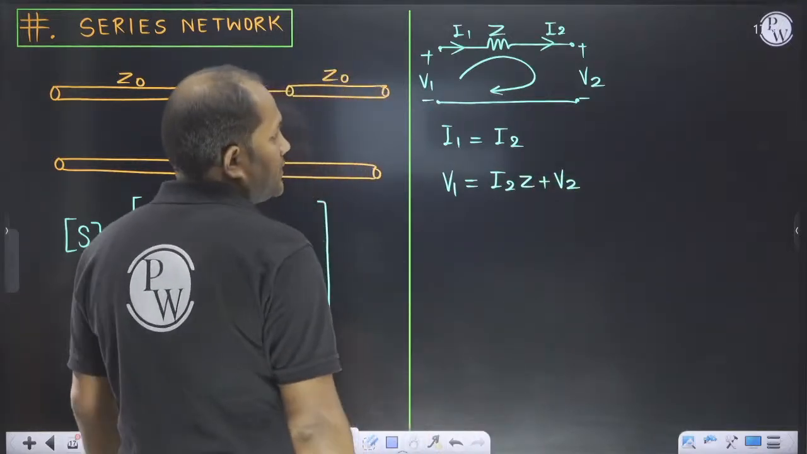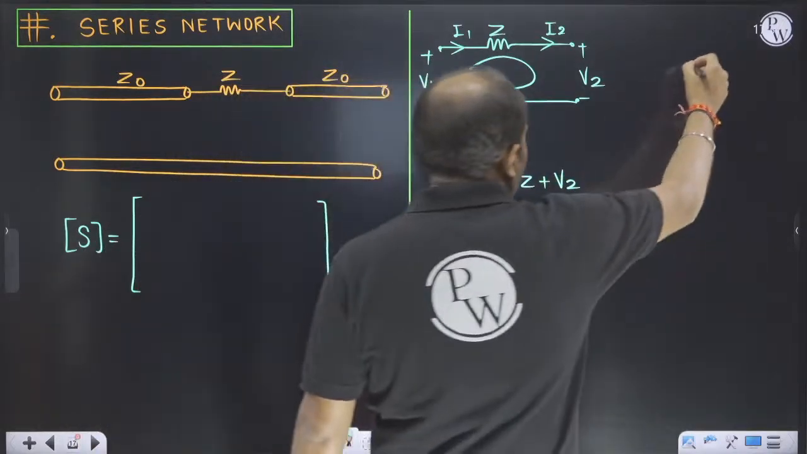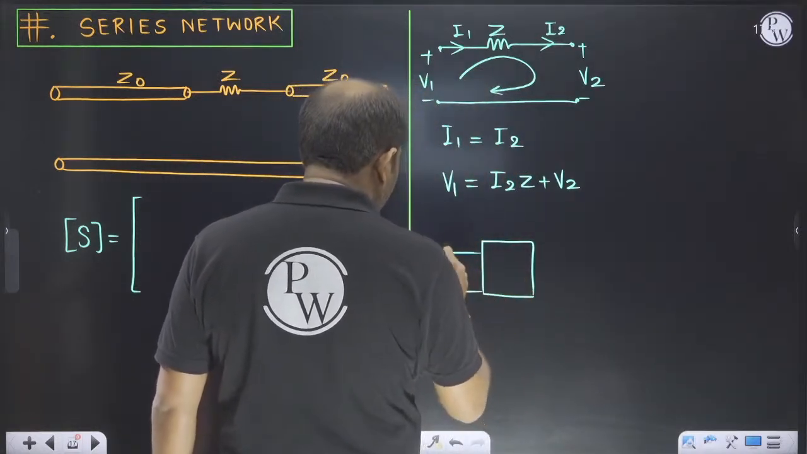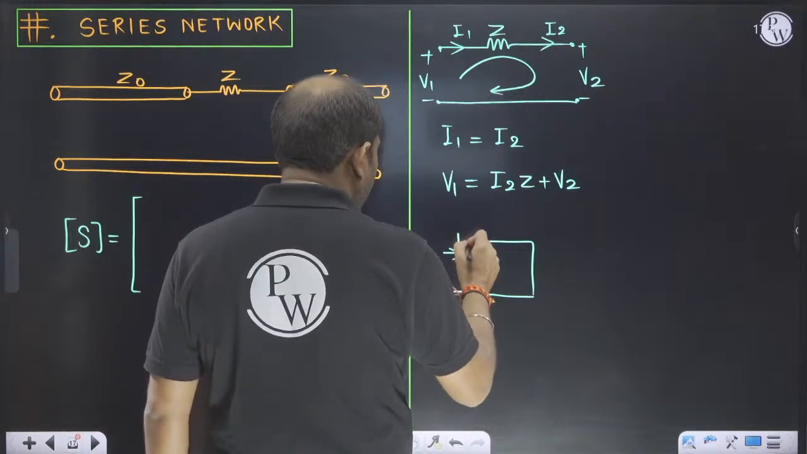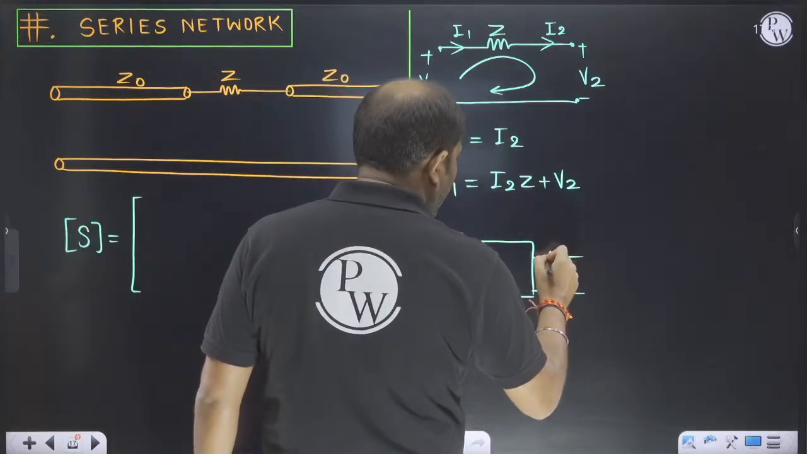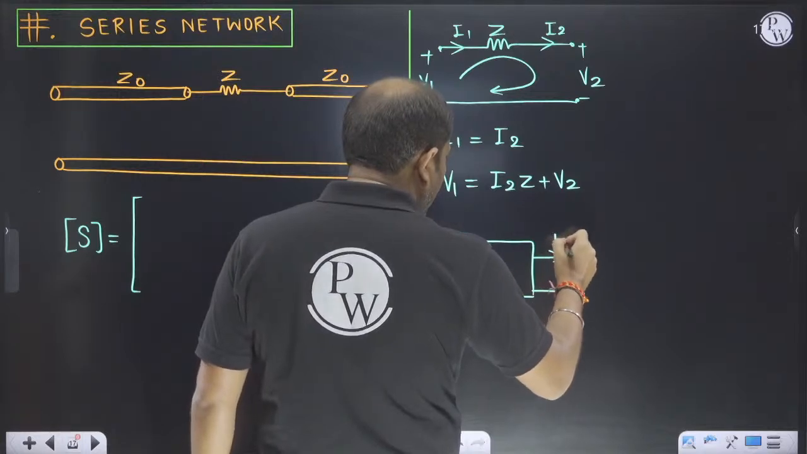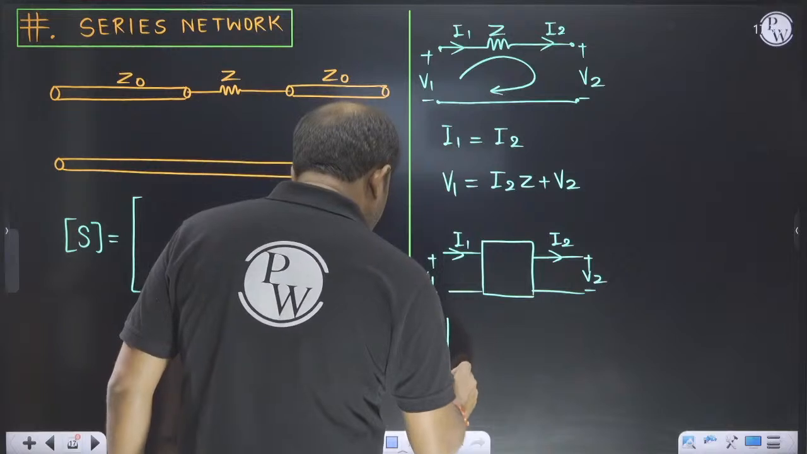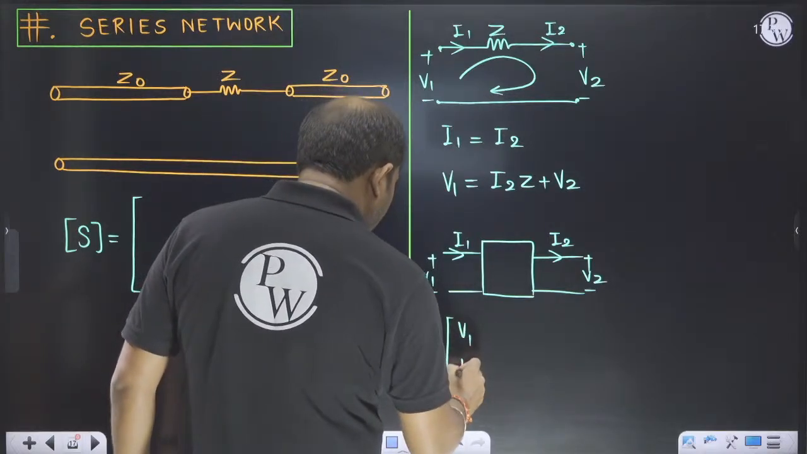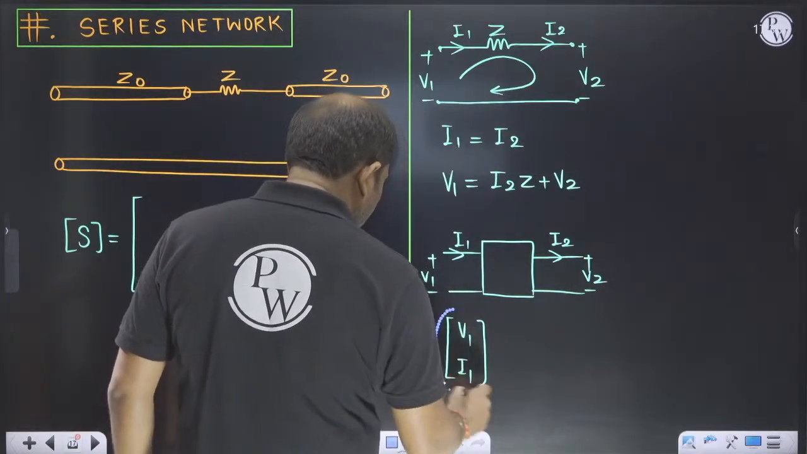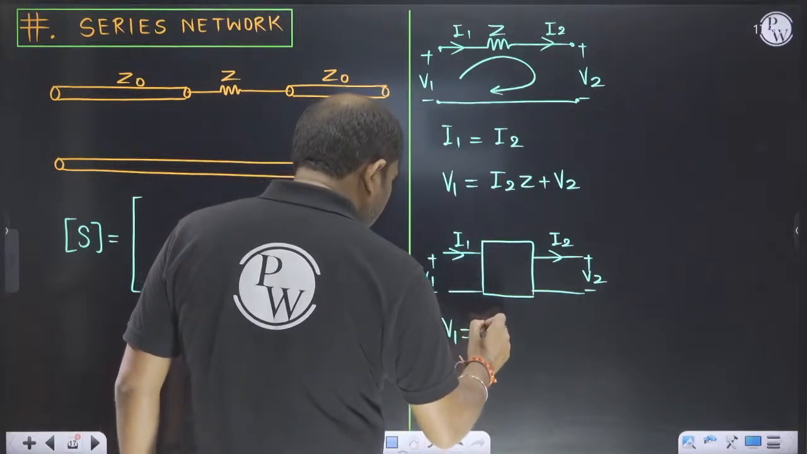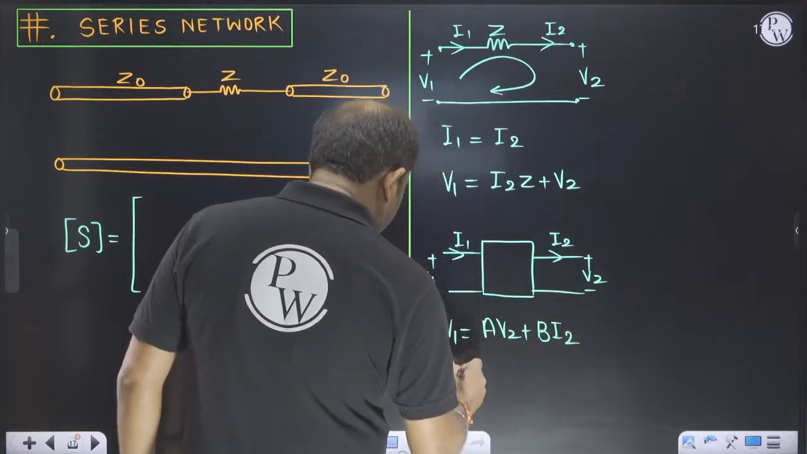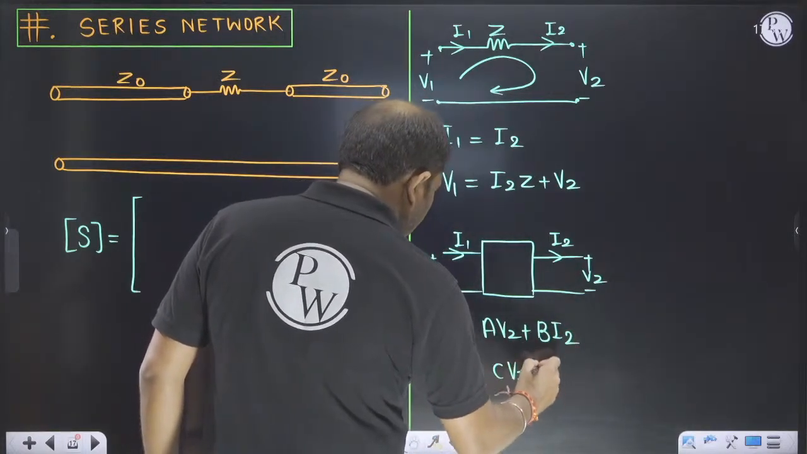And you know this is a two-port network. For this two-port network, what is the value for V1 and I1, with I2 taken outside? The equation is V1 equals A V2 plus B I2, and I1 is equal to C V2 plus D I2.